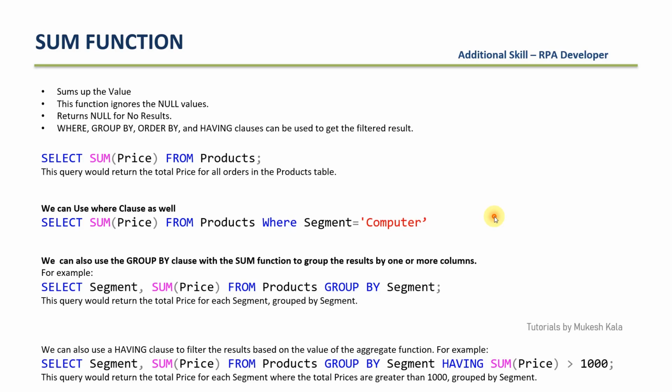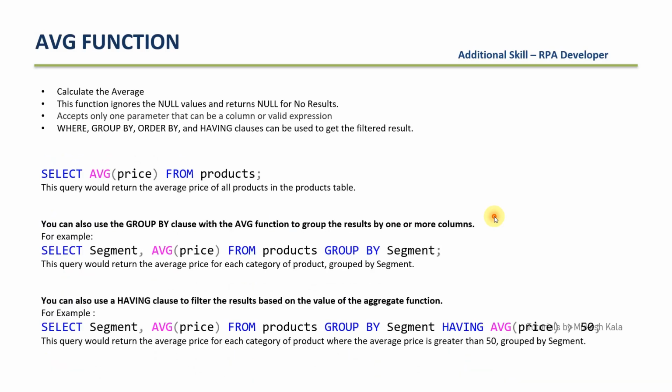Let's move forward. The next one, same like sum, is called AVG. The full form for AVG is average. The average function is used to calculate the average. The same thing is applicable here as well. It ignores the null, and it returns null if you have no results. It accepts only one parameter. It should be a valid column or valid expression, and where, group by, order by can be used here.